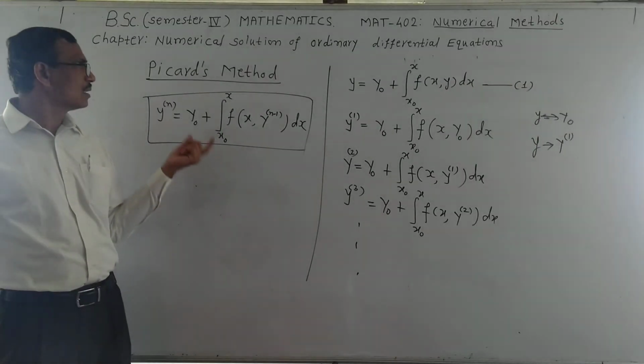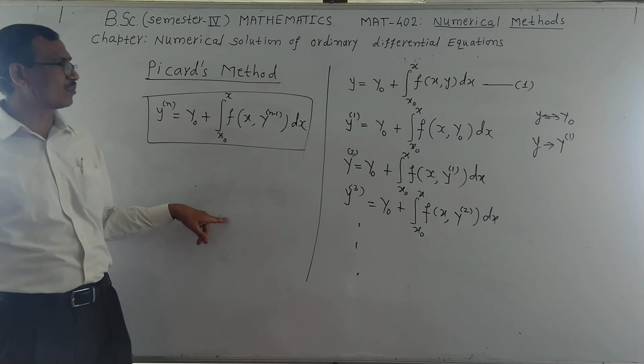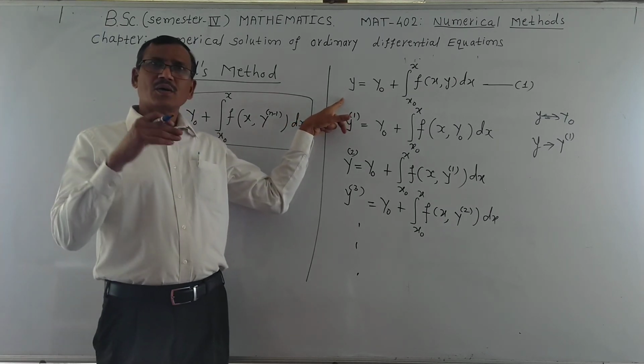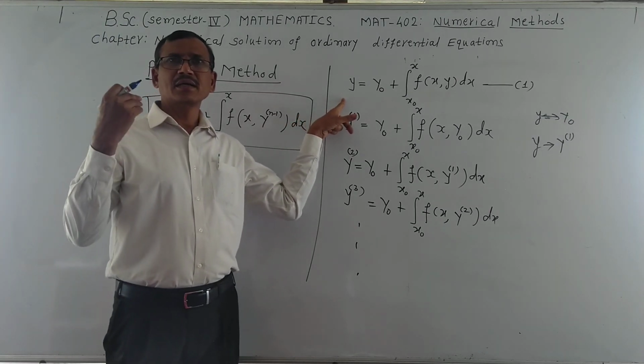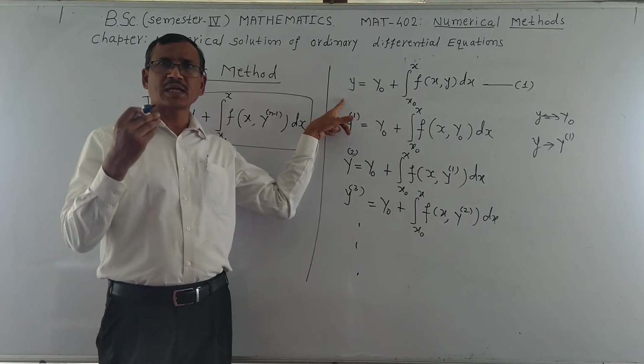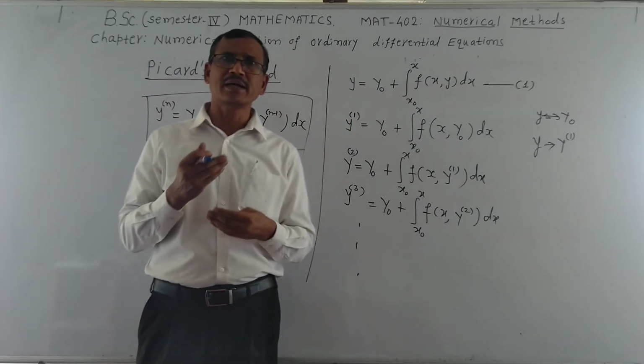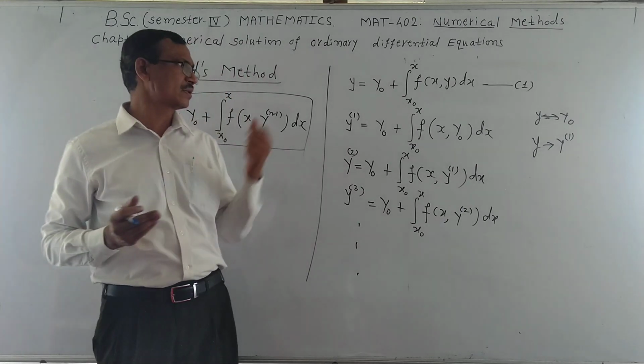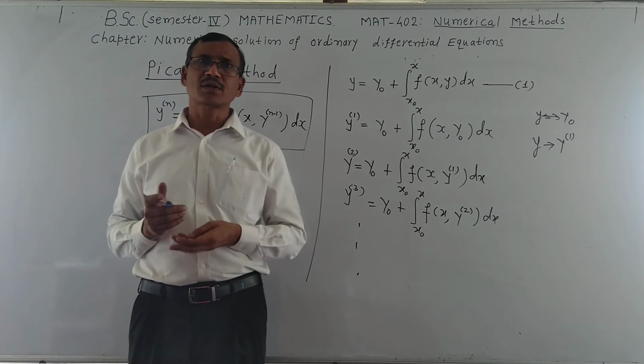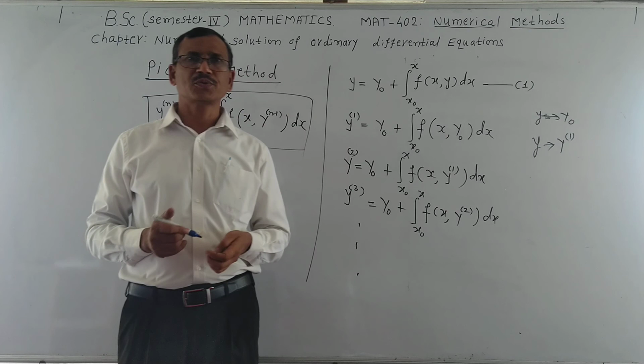It is called Picard's method of successive approximation because we cannot find the nth approximation directly, for example the third approximation. We have to find the first approximation first, then the second, then the third, successively. And so this method is called Picard's method of successive approximation.